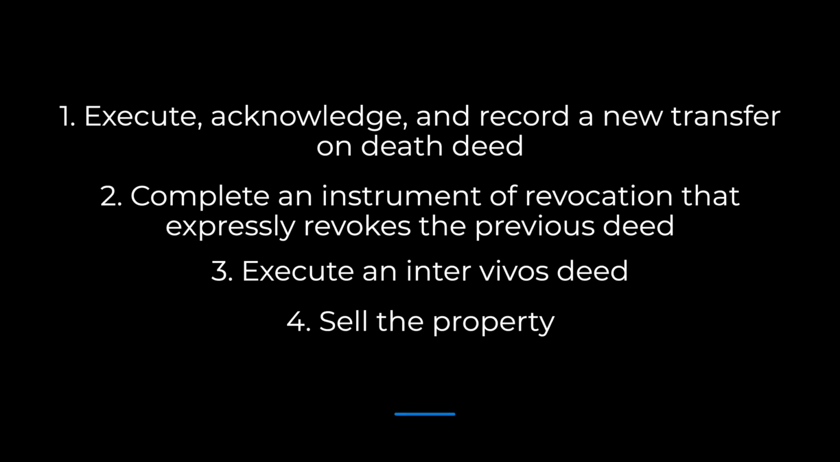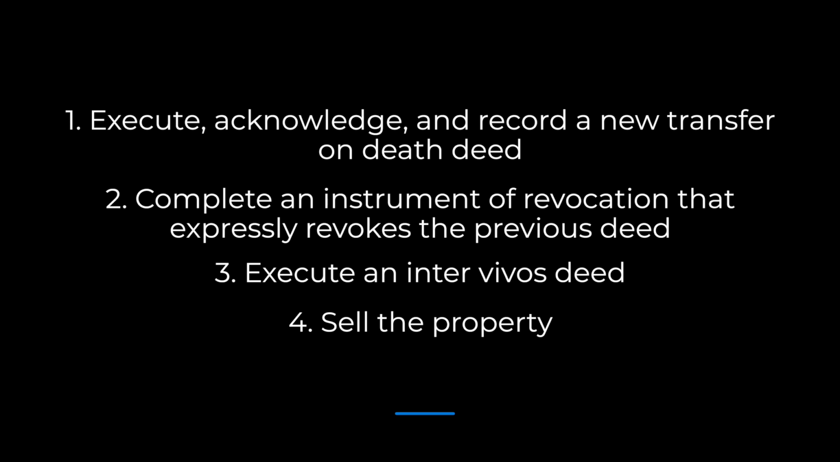Now, what happens if you record the transfer on death deed and later need to revoke it? As the property owner, you can revoke the transfer on death deed at any time before your death. To do so, you have 4 options. Execute, acknowledge, and record a new transfer on death deed, or complete an instrument of revocation that expressly revokes the previous deed, or execute an inter vivos deed, or lastly, sell the property.